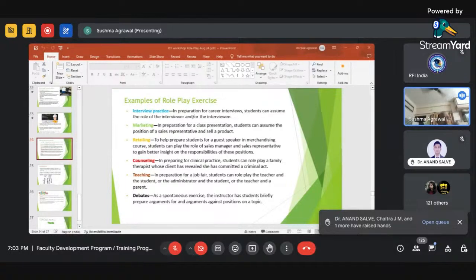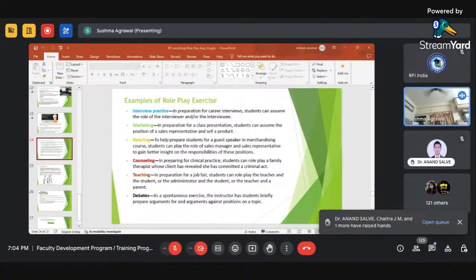Secondly, it is helpful in marketing activities. A student can assume the position of a sales representative selling a product. The student can be a marketing manager. A student can be a reluctant buyer, a sales representative, any of them. Another use is in detailing. For a guest speaker in a merchandising course, a student can play the role of a sales manager or sales representative to gain better insight into the responsibilities of these positions. So in retail market activities, the student can learn how to sell the product to customers.